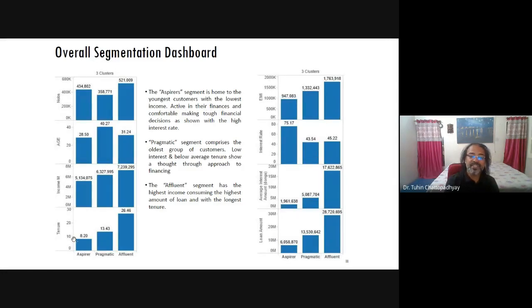Who is it? Let's check. Youngest, yes. Age is 28.5. In the Aspire segment, you can see these three segments across the different variables. What I have done is look at how these three segments perform across these variables. That's exactly what I have done in these two dashboards.